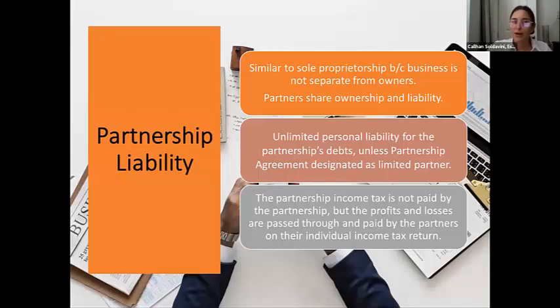To briefly review again, partnership liability is different from an LLC or corporation, because the business is not separate from its owners. In the eyes of the law, the business and the partners are one concept. Partners share ownership and liability, all partners. Again, unless said otherwise in your partnership agreement. Partners have unlimited personal liability for partnership debts.